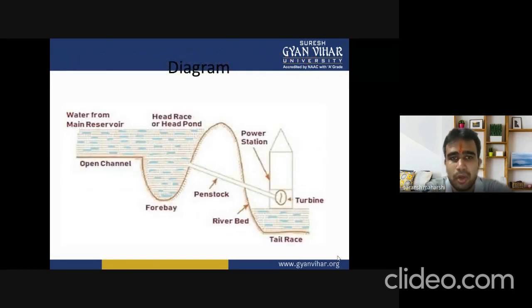Here we will discuss these topics: water from the main reservoir, headrace or head pond, open channel, forebay, penstock, riverbed, power station, turbine, and the tailrace, which are part of the medium head hydroelectric power plant. Here we use the turbine, which converts energy into mechanical energy. The turbine is connected to the power station, the power station to the tailrace, the tailrace to the penstock, the penstock to the forebay, and the forebay to the riverbed.